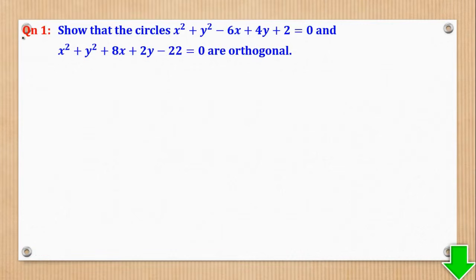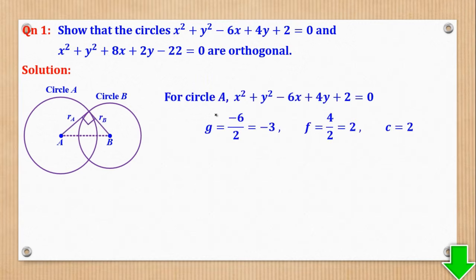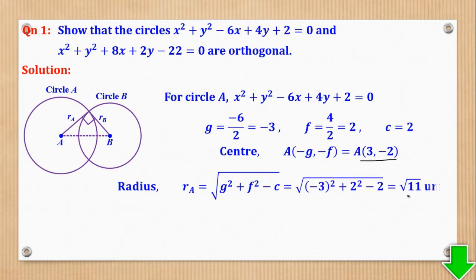So now let's go through some of the questions. Question 1 says, show that the circles this and this are orthogonal. If they are orthogonal, they will be in this form, circle A and circle B. Therefore, this angle must be 90. So what we are going to do, we have to get the radius of both circles. For circle A, G is that, F is that, and C is that. Therefore the center of A is that, and the radius of A is given by that.